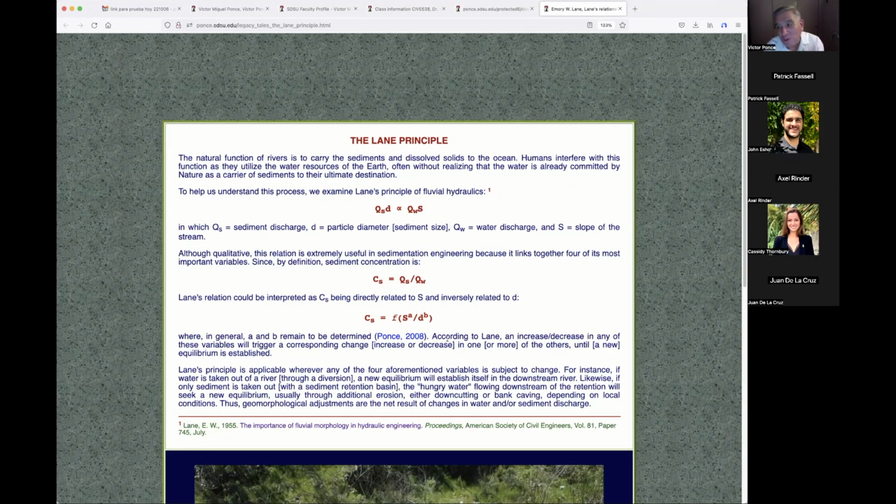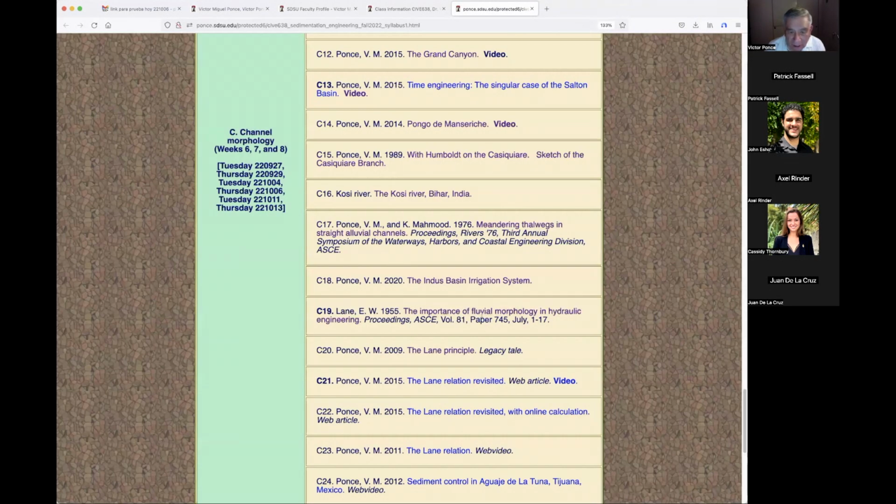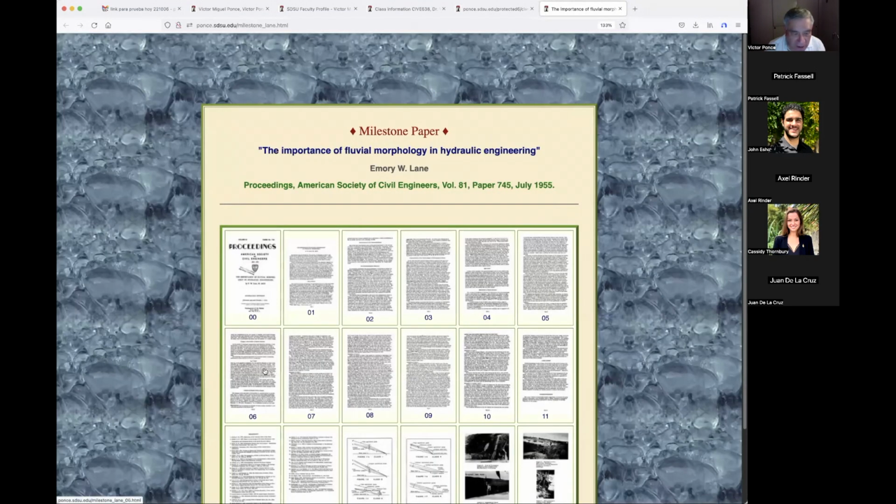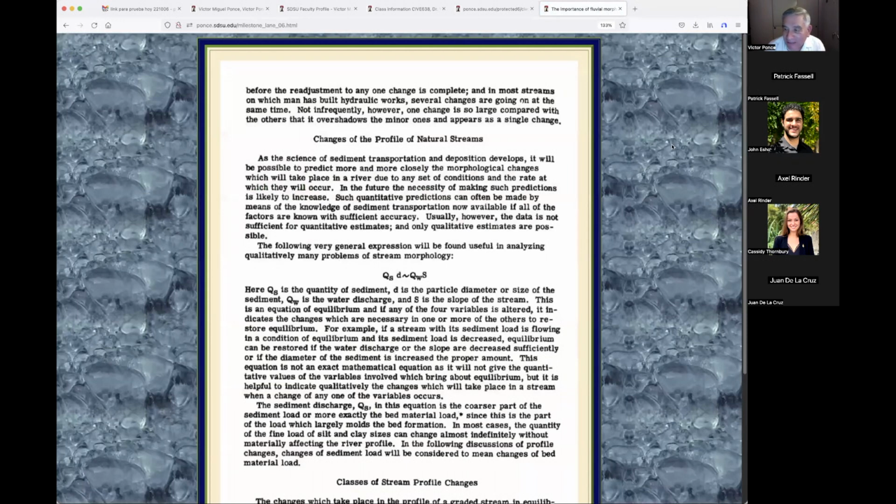We, of course, didn't quite realize that if we move the water, we've got to move the sediment, we've got to move the dissolved solids, and so on and so forth. The matter gets really complicated, as we know, and you guys are taking this class now, and hopefully you will follow suit later on, applying these concepts that you learned in this class. Now, to help us understand the process, we examined Lane's principle of fluvial hydraulics. By the way, I made a mistake in here. I did not touch on this page. I forgot to touch this page.